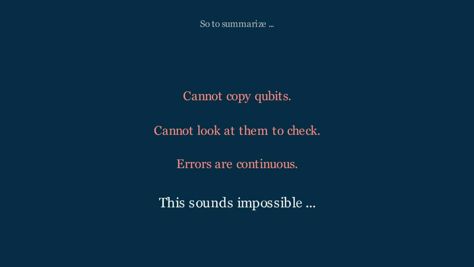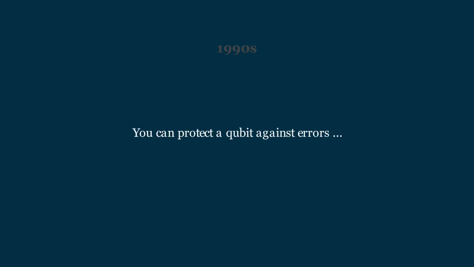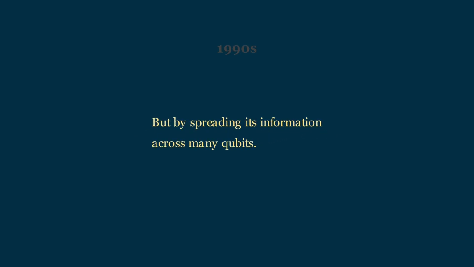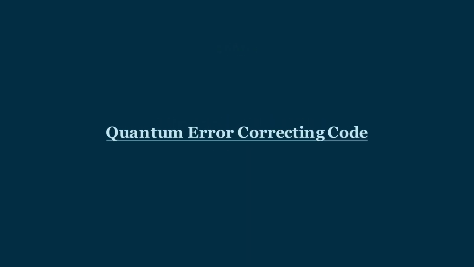This sounds impossible, and yet it is not. In the 1990s, Peter Shor showed something remarkable. You can protect a qubit against errors, not by copying it, but by spreading its information across many qubits in a clever entangled way. The idea is called a quantum error correcting code.